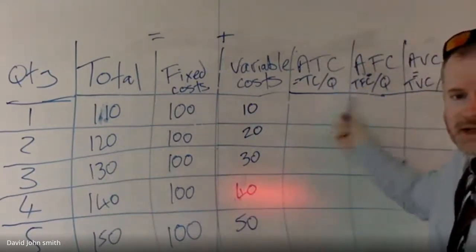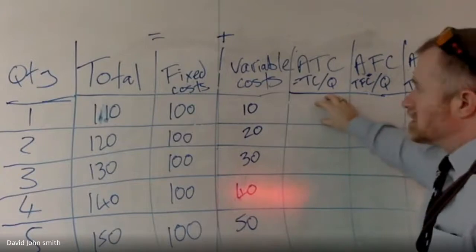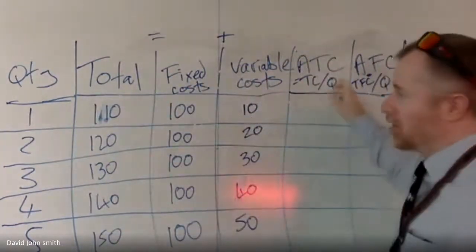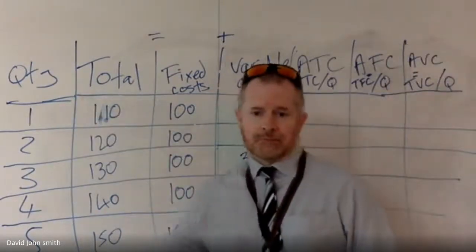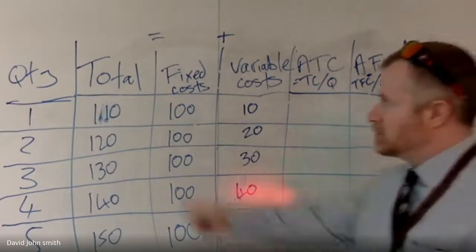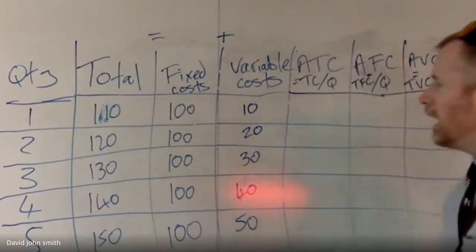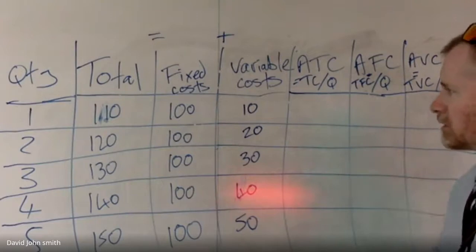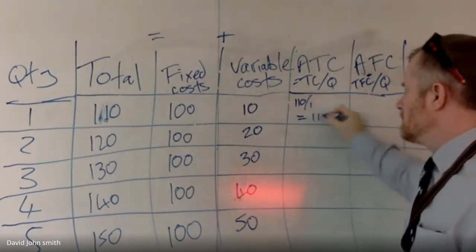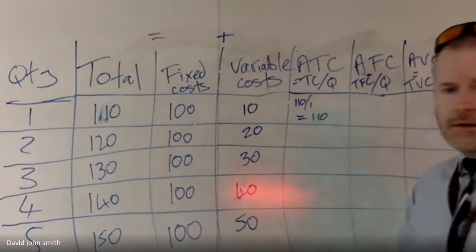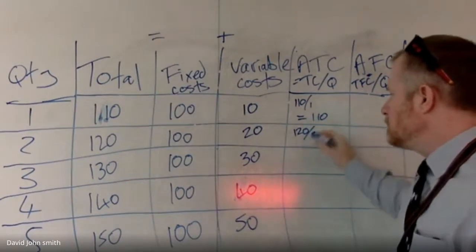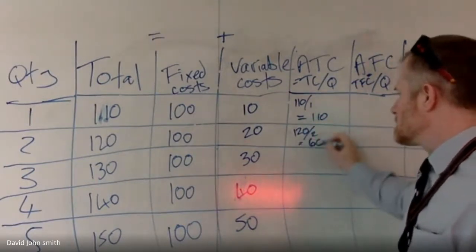The further calculations here, right, we're going to take the formulas, information that we've got here, and we're going to divide them by the quantity, these numbers here, right? So the average of your total costs, so there was your total costs, and then we need to divide them by the quantity. So 110 divided by 1 is 110. Right? 120 divided by 2 is 60.